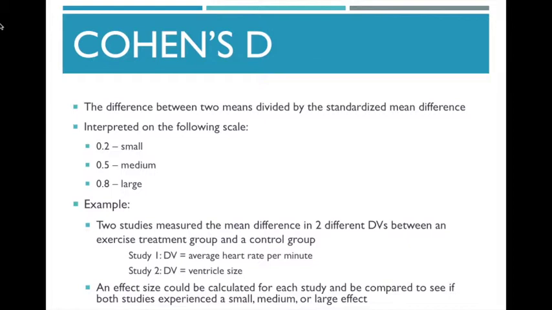An example of Cohen's d is two studies that are measuring the mean difference in two different dependent variables between an exercise treatment group and a control group. In the first study, the dependent variable is average heart rate per minute, and in the second study, the dependent variable is ventricle size. So after they run their tests, an effect size could be calculated for each study, and then that could be compared to see if both studies experienced a small, medium, or large effect between the exercise treatment group and the control group.